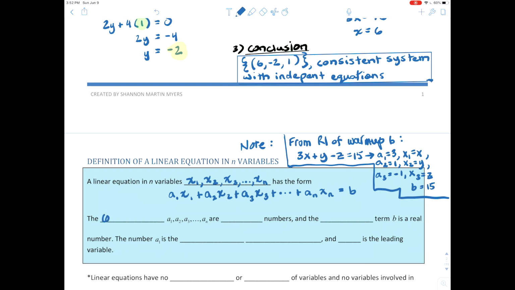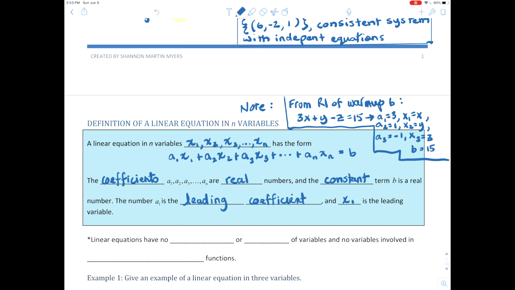The coefficients a1, a2, a3, all the way down to an are real numbers. We're dealing with real numbers in this course. This is an elementary linear algebra course, so we deal with real numbers. And the constant term, b, is also a real number. The number a1 is called the leading coefficient, and x1 is the leading variable.